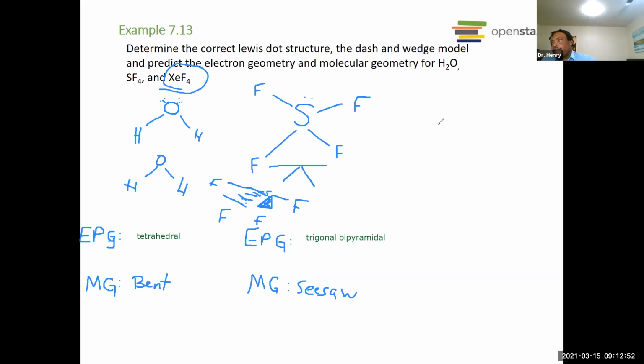Okay, and then the last one. Spin around. Xenon. Okay. And then how many attachments and how many lone pairs? Four attachments. Okay.